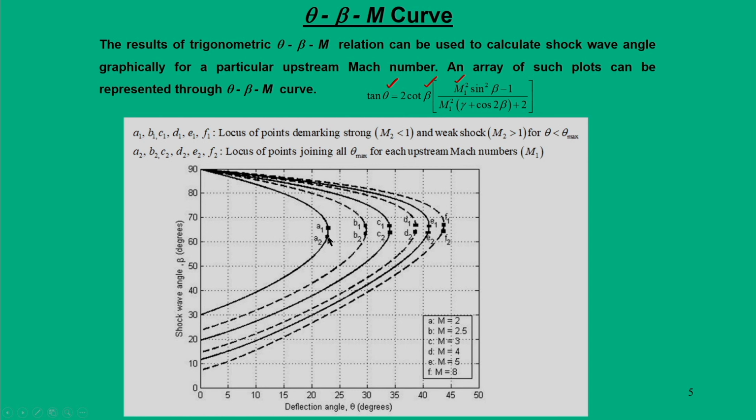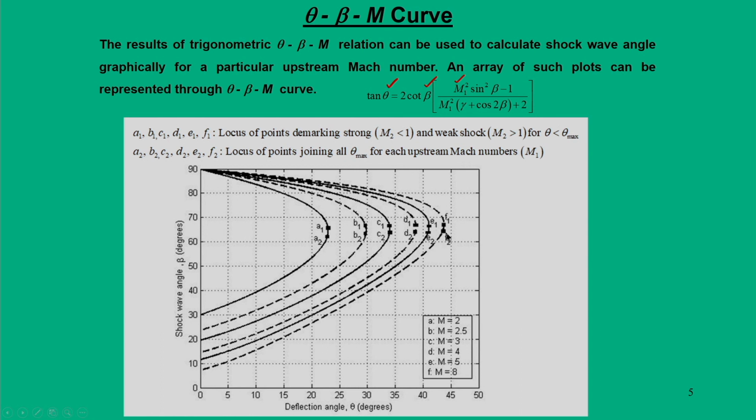This point refers to a location which we call A2. A2 is the location of the maximum flow deflection angle, beyond which an oblique shock solution is not possible. This is at one particular Mach number of 2. Similar points can be located for other Mach numbers: B2 for Mach 2.5, C2 for Mach 3, D2 for Mach 4, E2 for Mach 5 and F2 for Mach 8. So, these curves can be plotted.